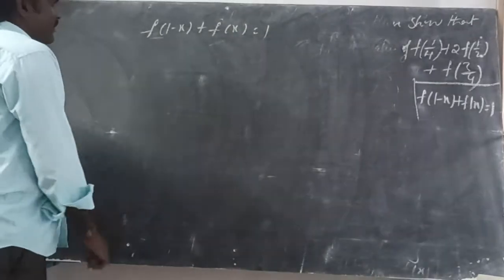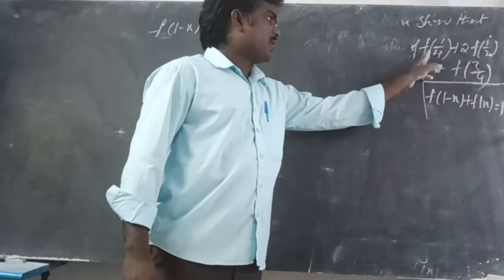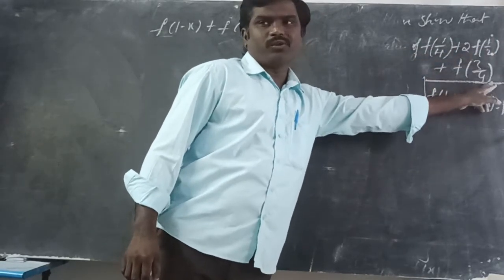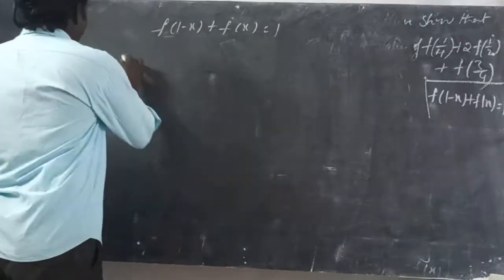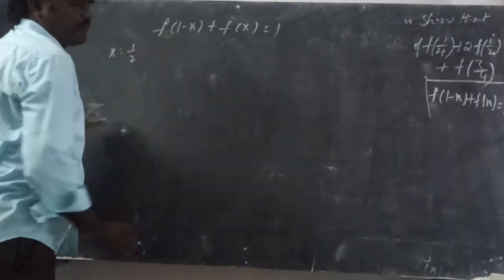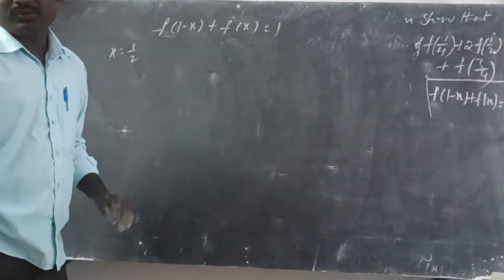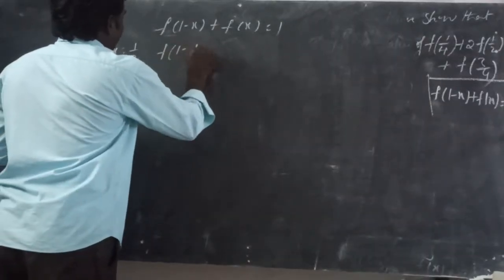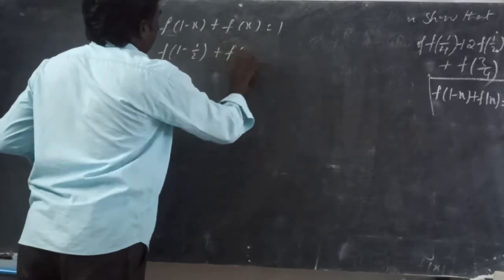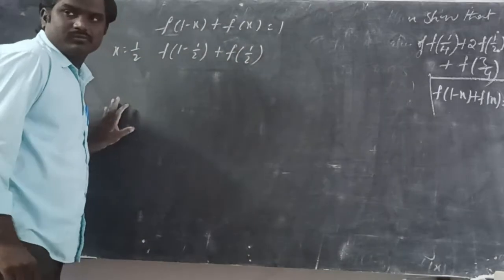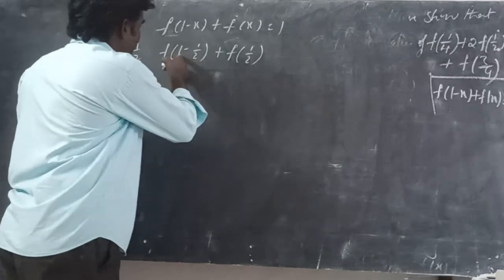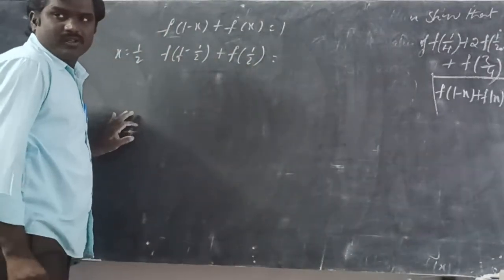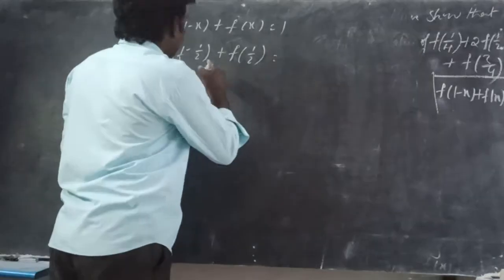Okay, here what is being asked is to find the value of f of 1 by 4 plus 2 into f of 1 by 2 plus f of 3 by 4. Okay, first we take x is equal to 1 by 2. So if you take x is equal to 1 by 2, that is f of 1 minus 1 by 2 plus f of 1 by 2. Okay, so here f of 1 minus 1 by 2, how much can you get? 1 is a whole number. Okay, we can do that cross multiple.